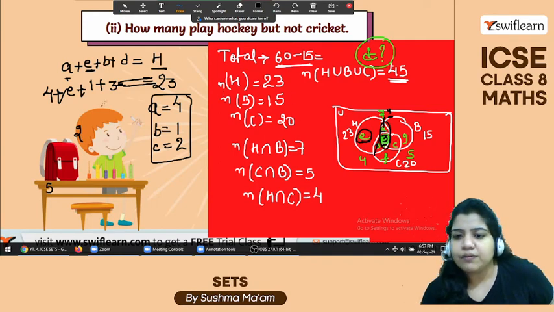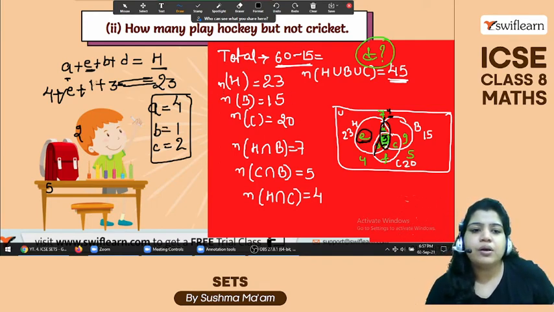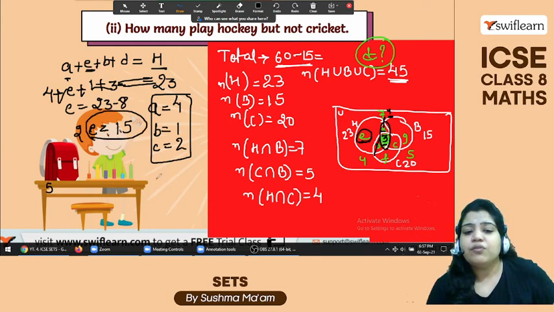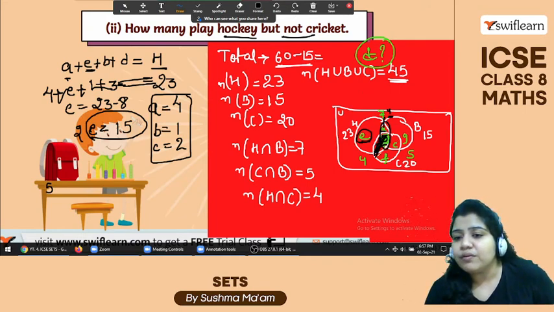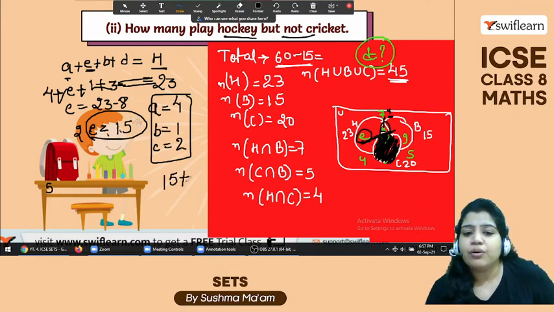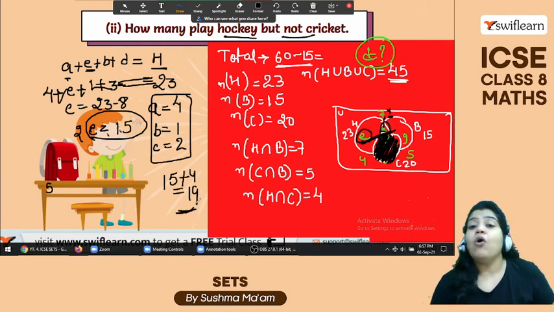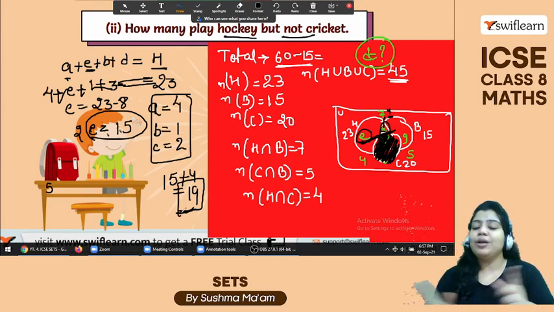A, B, D, E. So here 3, this 4, 4, 8. So 23 minus 8. So E value is 15. Here we have to find hockey but not cricket, meaning excluding this portion. So we have to find E plus A, which means 15 plus 4. So how many students play hockey but not cricket? 19 students play hockey but not cricket.